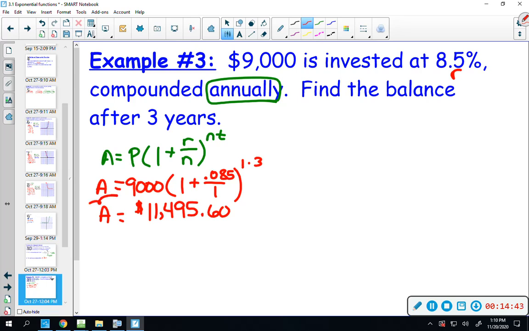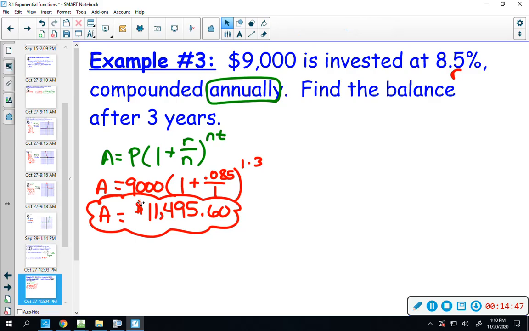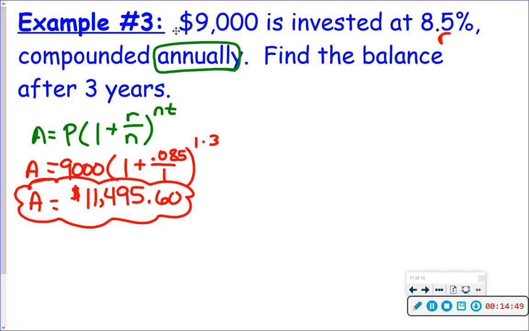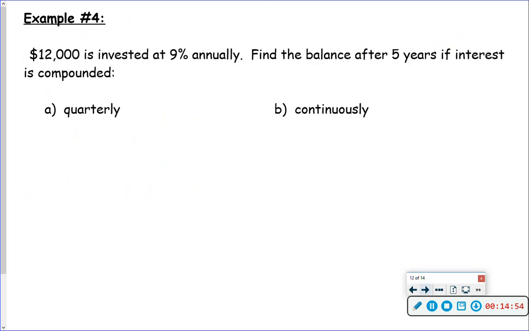Not too shabby. So your $9,000 turned into $11,495. I wish I knew a bank that paid 8.5% interest. That never happens, my friends. Okay, next up, 12,000 is invested at 9% annually. Find the balance after 5 years.